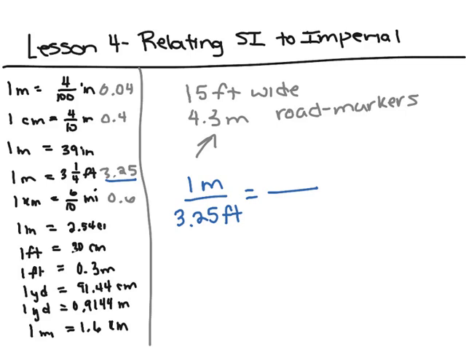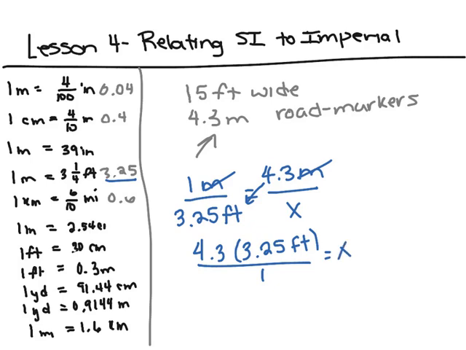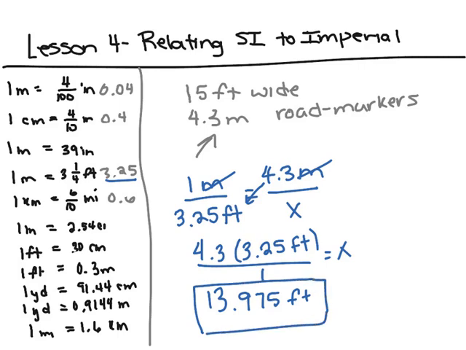And we have 4.3 meters, and we want to know how many feet this is. So we're going to cross multiply and use proportional reasoning. And our meters will cancel. So we have 4.3 times 3.25 feet divided by 1. And if you multiply this out, you should get 13.975 feet. But what does that mean? So that means that anything larger than this, so anything greater than 14 feet, needs wide load markers. And because our truck is 15 feet, we know that he's going to need some road markers.